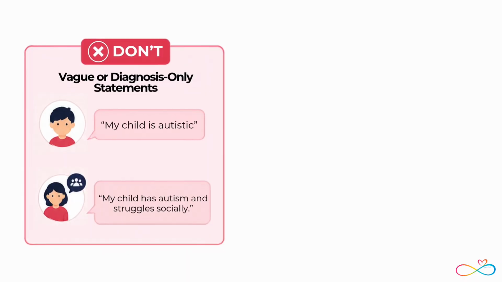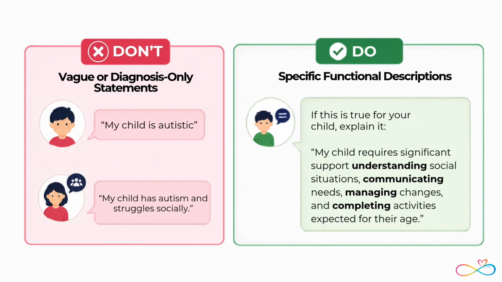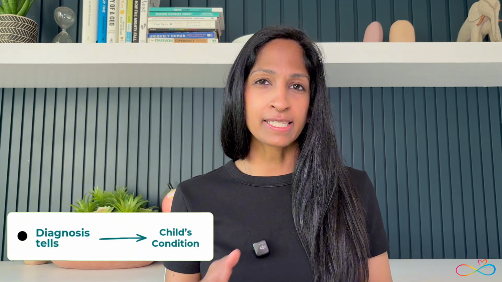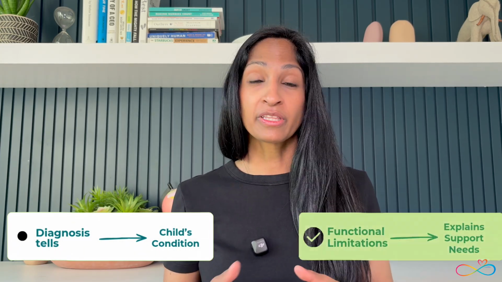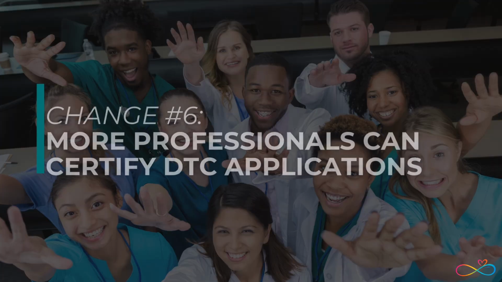So I'll give you an example. Instead of saying, my child is autistic or my child has autism and struggles socially, you don't want to say something like that. You want to explain it. You want to say something like, and if this is true for your child, my child requires significant support understanding social situations, communicating needs, managing changes, and completing activities expected for their age. The diagnosis tells CRA the condition your child has, but the functional limitations explain why your child needs the support.